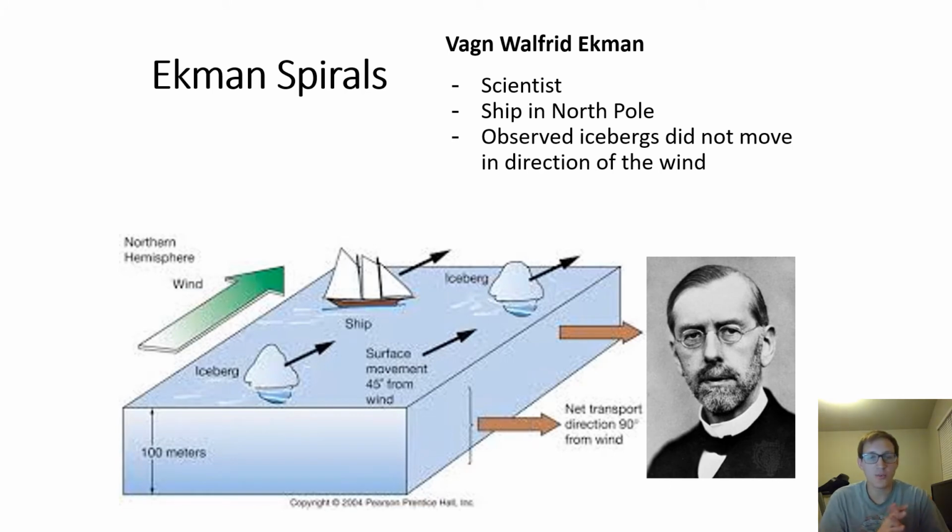Okay, one thing that we also need to talk about are Ekman spirals. So Ekman was a scientist. He had a ship in the North Pole, and what he did is he observed that icebergs did not move in the direction that the wind was pushing them. Okay, so he figured these icebergs are sitting in the water. It would make sense that if the winds are pushing north, the icebergs would travel north. Why are the icebergs traveling at 45-degree angles to the wind? That didn't make sense to him, so he was trying to figure out exactly why that was happening, because you would imagine that something that's just floating in water would flow whichever way the wind is blowing. And so that's what we set out to figure out with Ekman spirals.